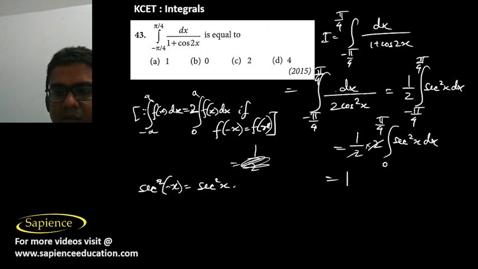So this is integral 0 to pi by 4 of secant square x. The integral of secant square x is tan x. Tan x will go from 0 to pi by 4. Tan pi by 4 is 1. Option A is the correct answer.